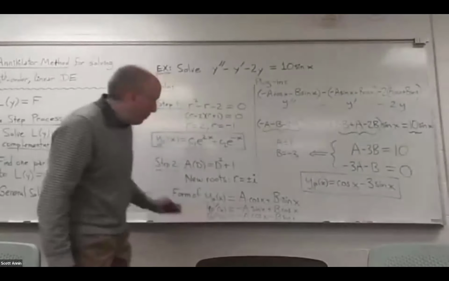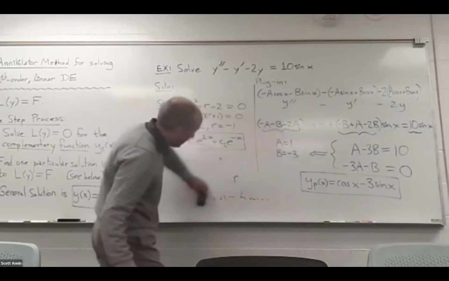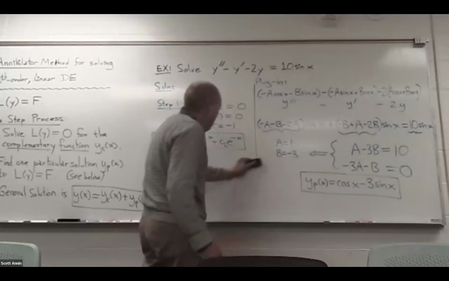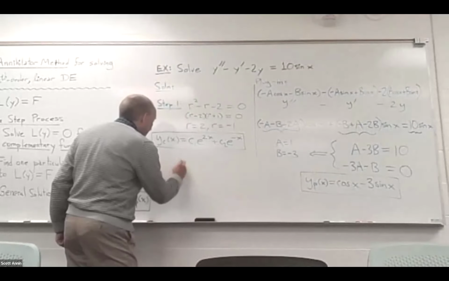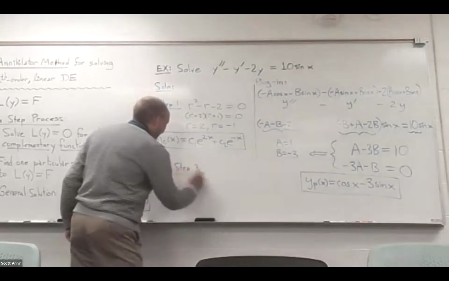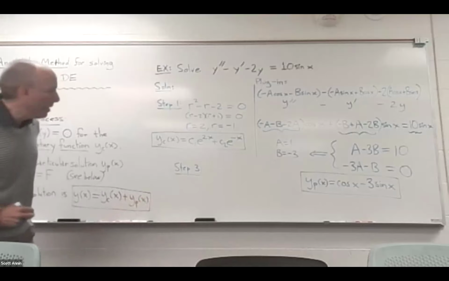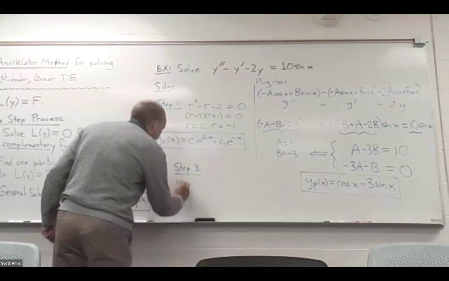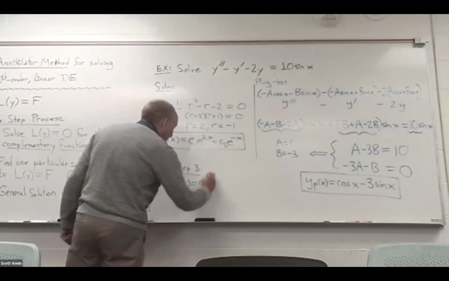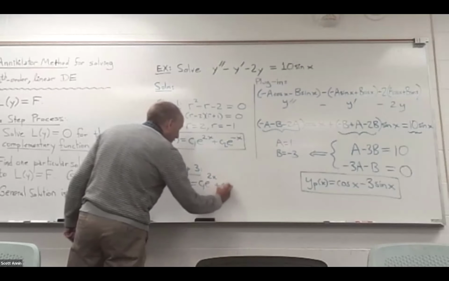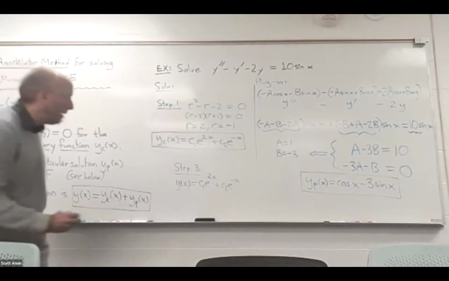Feel free to pause the video if you need to soak it all in for a minute. Make sure you're understanding what's going on here. But in the meantime, I'm going to go on to step 3, which I know is easy. Step 3 is where we basically just add together the complementary function and the particular solution. So I'll write it out, just so you can see it written out longhand. But feel free to just put this box down for your step 3.